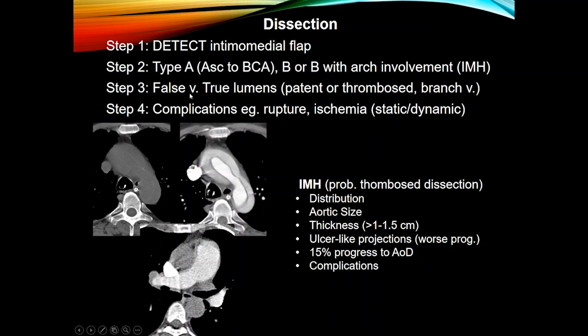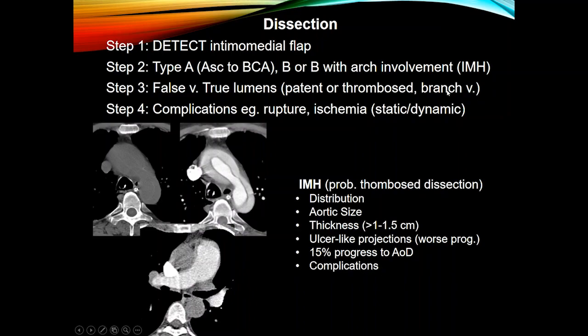You really want to describe the false and true lumen. You want to understand whether it's patent or thrombosed, and just because you're in the arterial phase and you don't see flow in the false lumen, you don't want to say that it is clearly thrombosed, because if you do, there's a very different prognosis. So you may need delayed imaging to see if the false lumen is truly thrombosed.